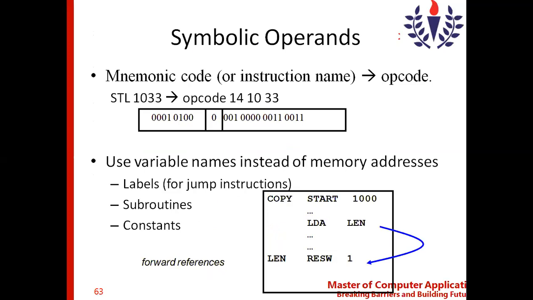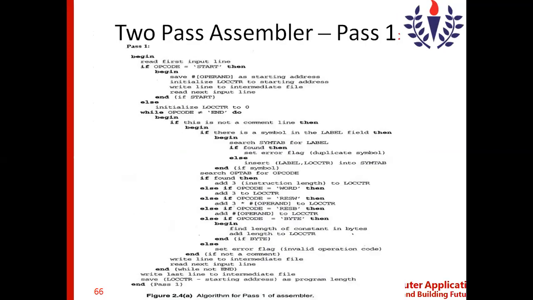Now, if you see the algorithm, if opcode equal to RESW, then add 3 into #operand. So the location counter will be incremented by 3 into #operand. If #operand has the value 1, then 3 into 1, that is 3. If it has the value 2, then 3 into 2, 6. If it has the value 3, then 3 into 3, 9, so 9 bytes will be added to the location counter. So this is in the case of RESW.